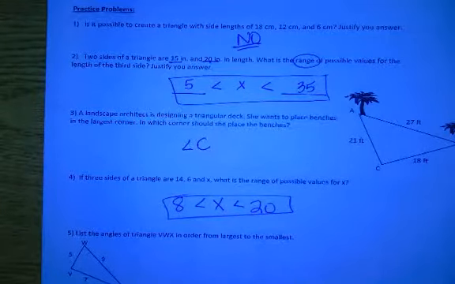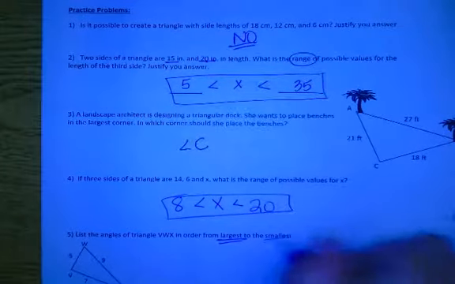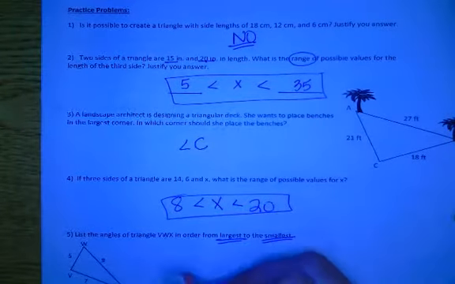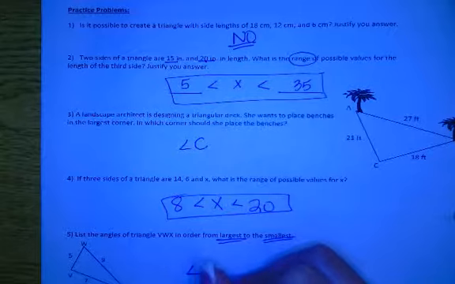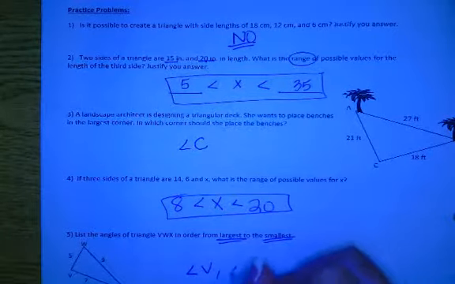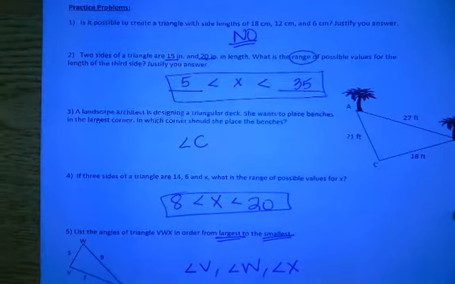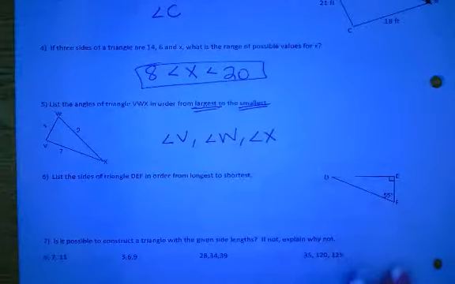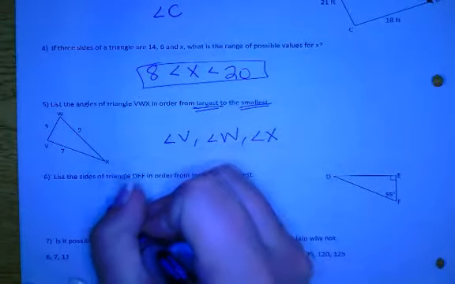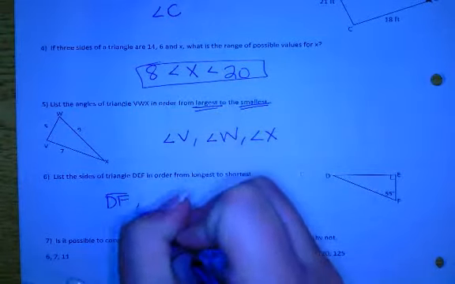Angle what? V. Very good. Make sure you have the angle symbol, not just letters. 6, list the sides of the triangle DEF in order from longest to shortest. DF, DE, EF. Sweet.